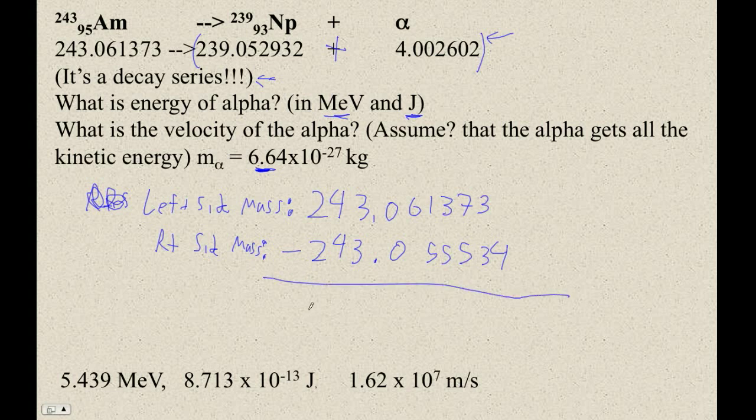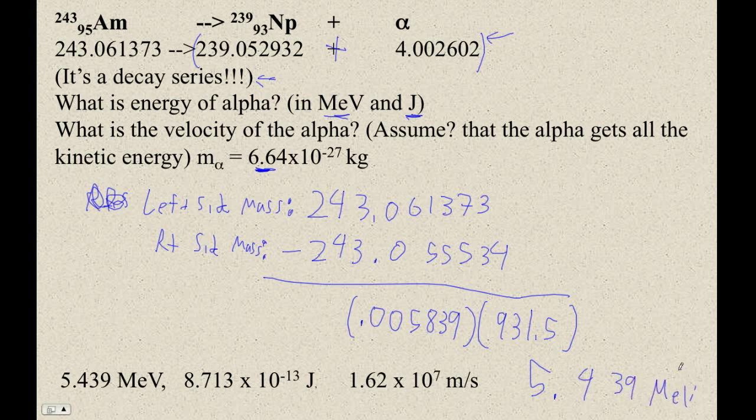Okay, so the right side mass is that, and we're going to subtract that. So 243.061373 minus 243.055534. Okay. And I get that the difference, the mass defect is 0.005839. Right, multiply by 931.5. Okay, so times 931.5. And I get that the energy is 5.439 MeV. Okay, so I've answered the MeV question, right?